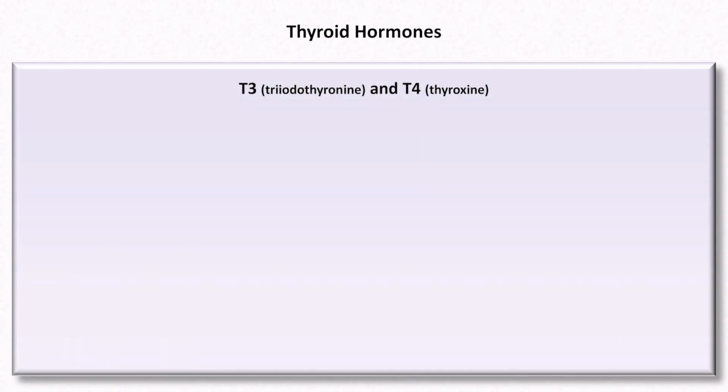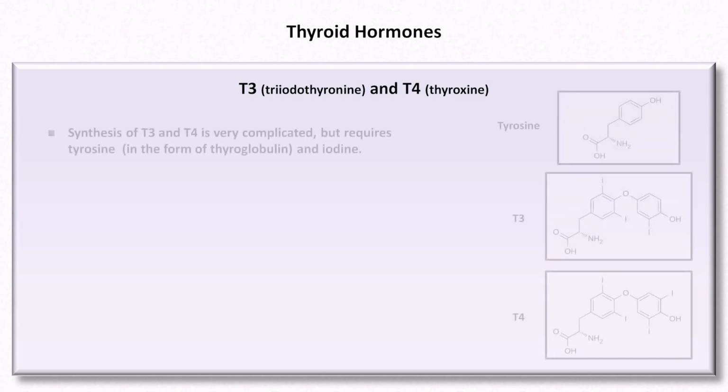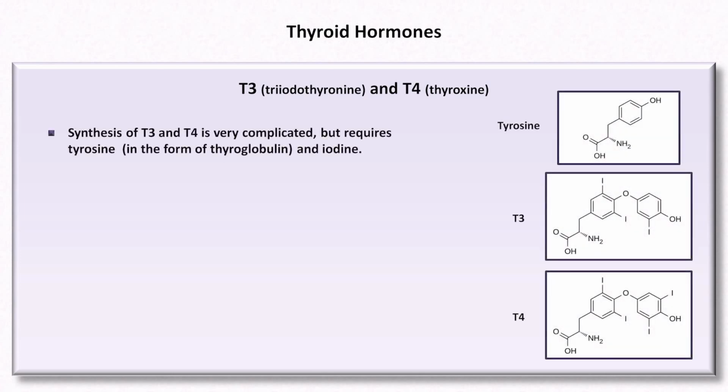Next, let me talk about the true thyroid hormones, that is, those hormones which are actually synthesized and released by the thyroid gland. They are almost universally called T3 and T4, though formally are triiodothyronine and thyroxine. As mentioned a minute ago, the biosynthesis of T3 and T4 is very complicated, but requires tyrosine and iodine.